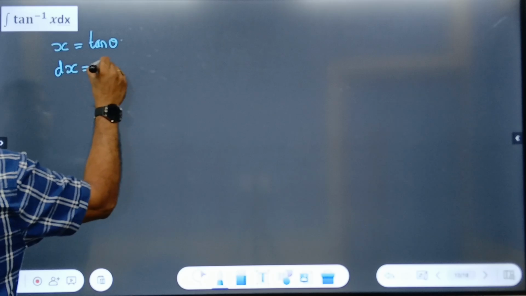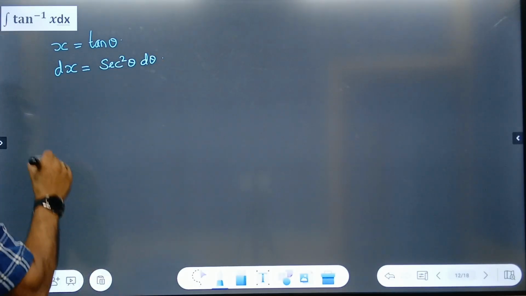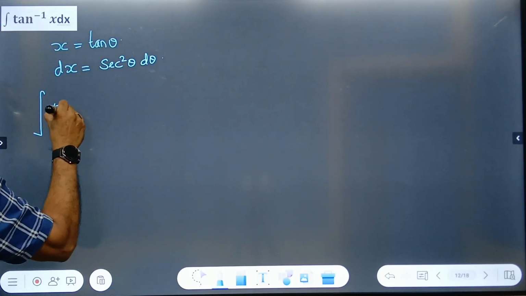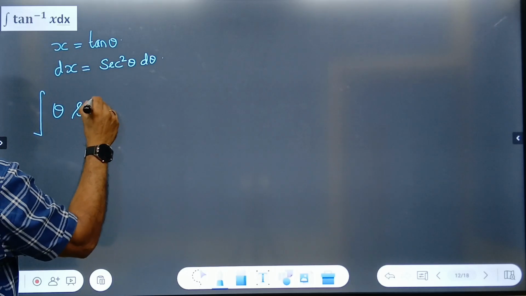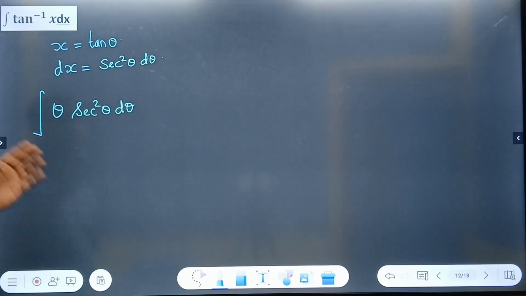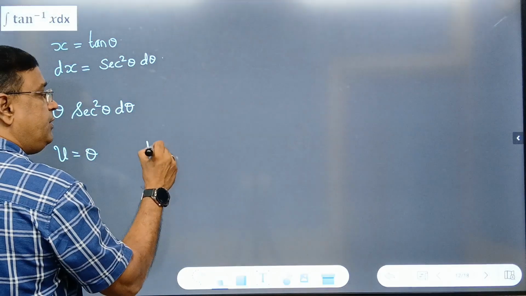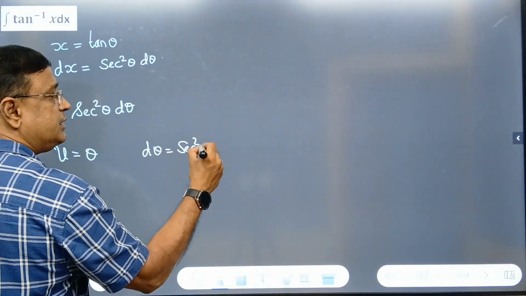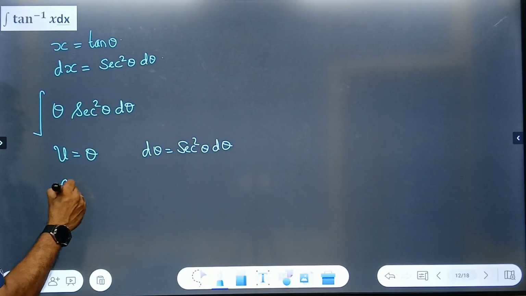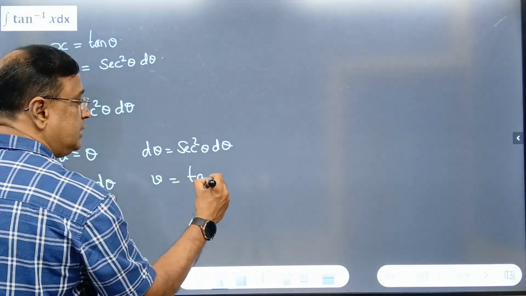What is the differentiation of tan theta? It is secant square theta d theta. Now the integral: what is tan inverse of x? Tan inverse of x is theta. What is dx? dx is secant square theta d theta. Now you can see clearly it is very easy to integrate. My u is theta because it is algebraic, and dv is secant square theta because it is trigonometric. Algebraic comes first in ILATE. And du is d theta and v equals tan theta.